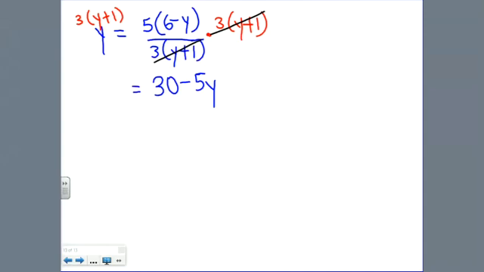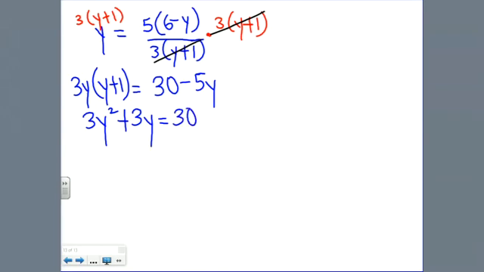And on the left side, nothing canceled. We're left with 3y times y plus 1 in parentheses. And we need to distribute that 3y before we go any further. So that would be 3y squared plus 3y equal to the right side.